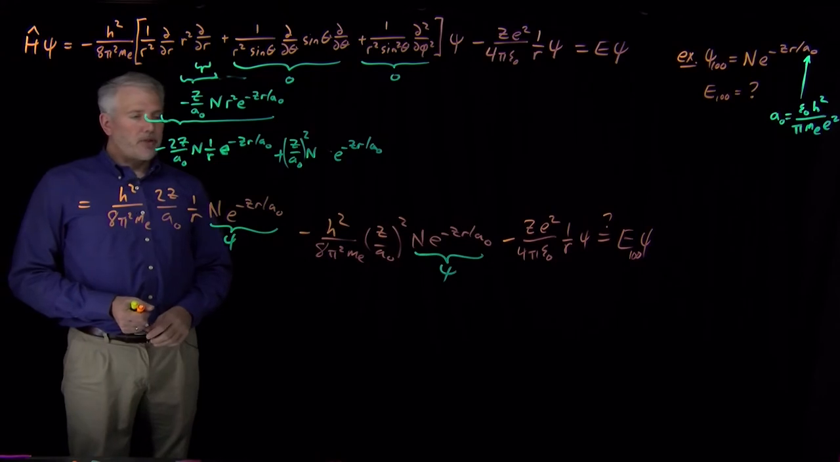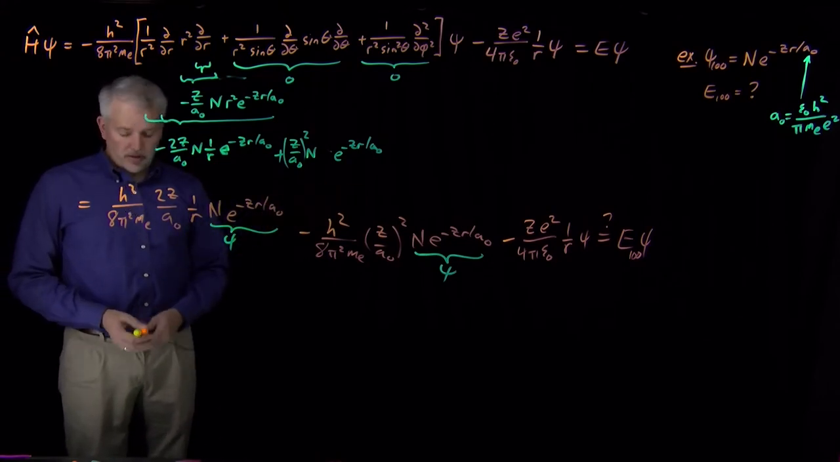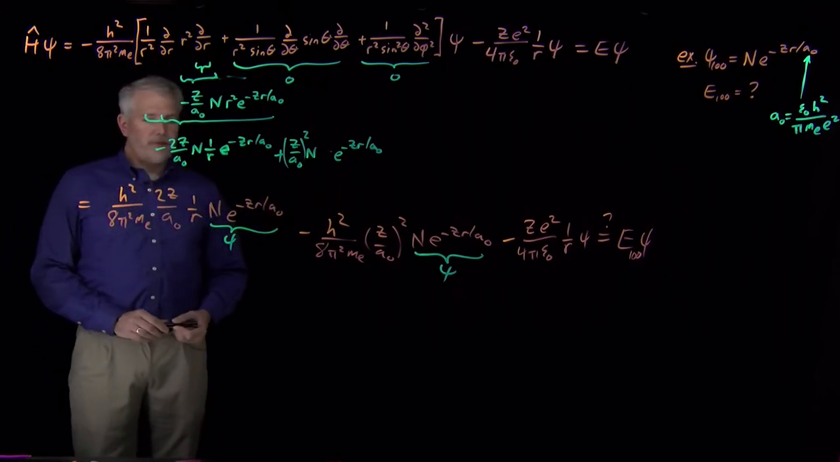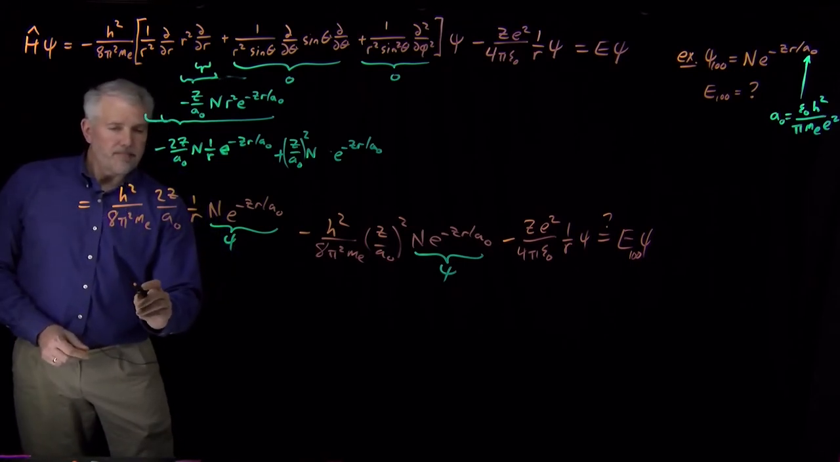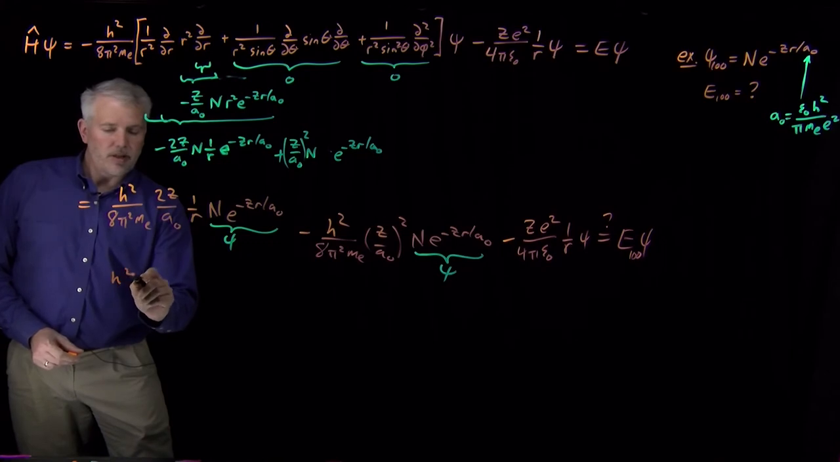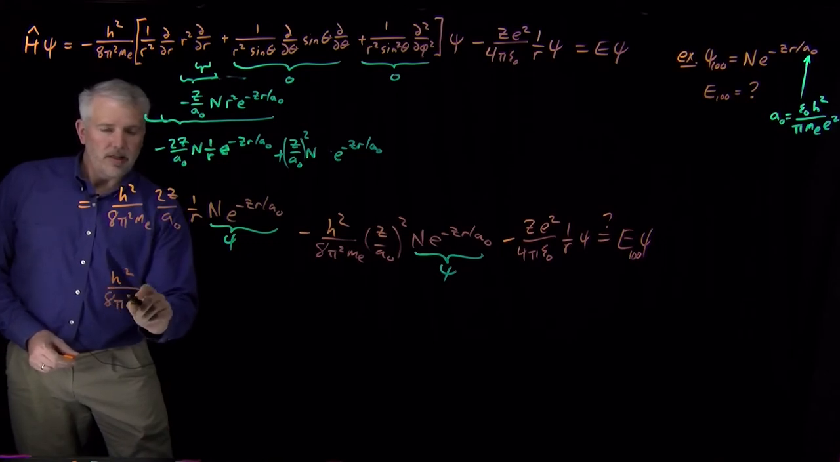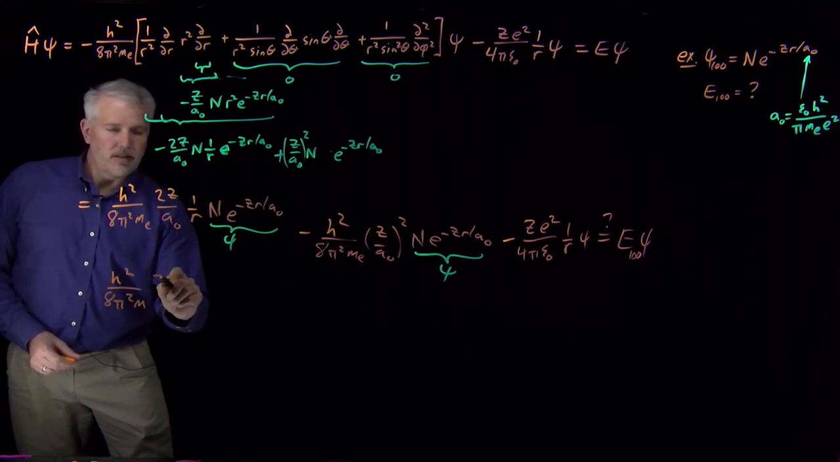So we'd better make sure that the first and the third term cancel each other, which they should. If that's true, then the first and the third terms, when I combine them, will look like h squared over 8 pi squared mass, 2Z.